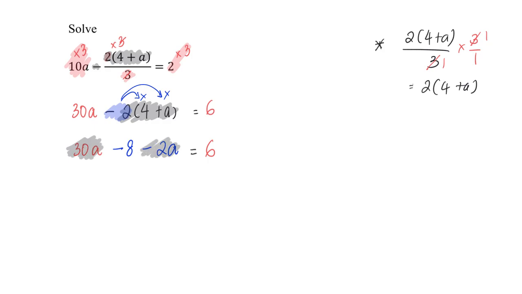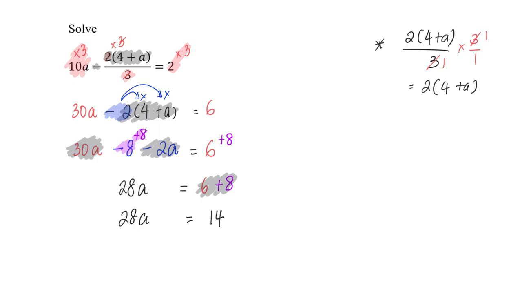30a minus 2a will give me 28a. I do not want the 8 here, so I'm going to add 8 on both sides. So that for this part, 8 minus 8 is just 0, so I do not need to write that anymore. As for here will be 6 plus 8. 6 plus 8 will give me 14. This will give me 14.